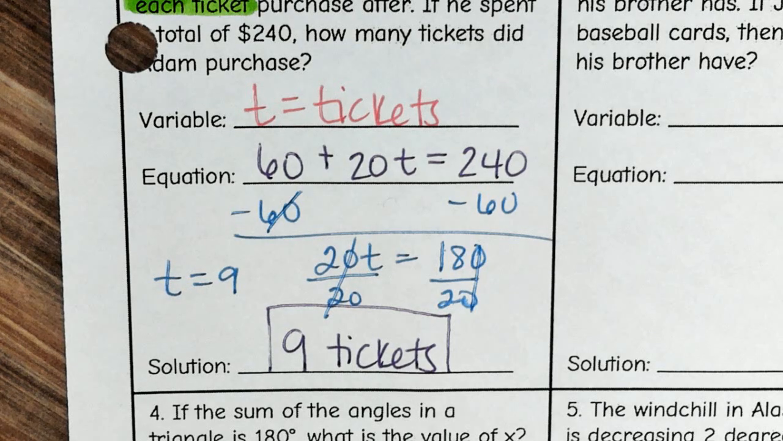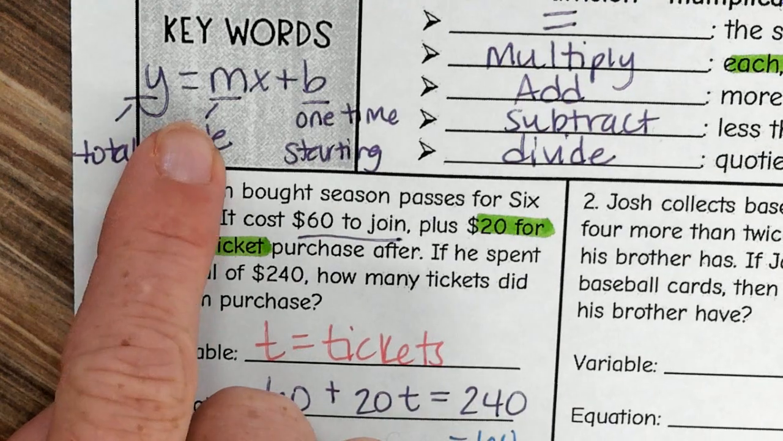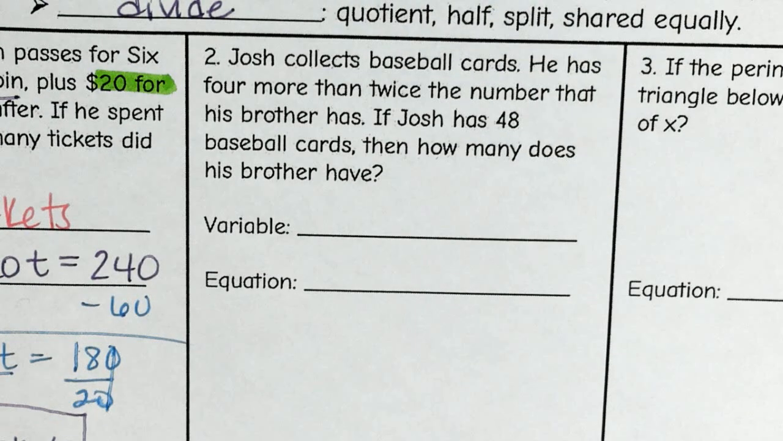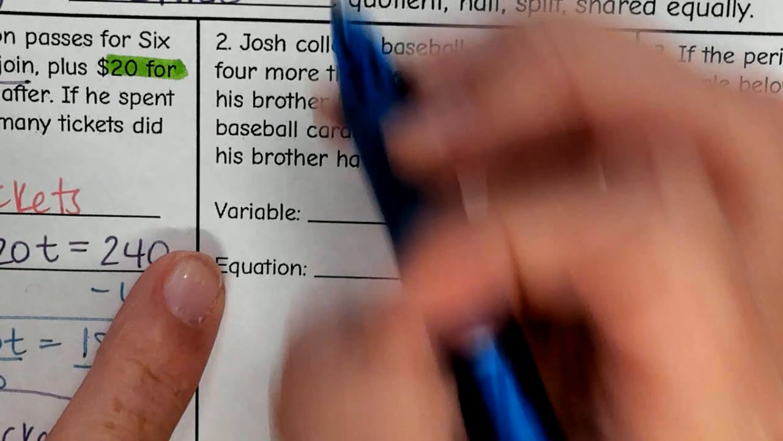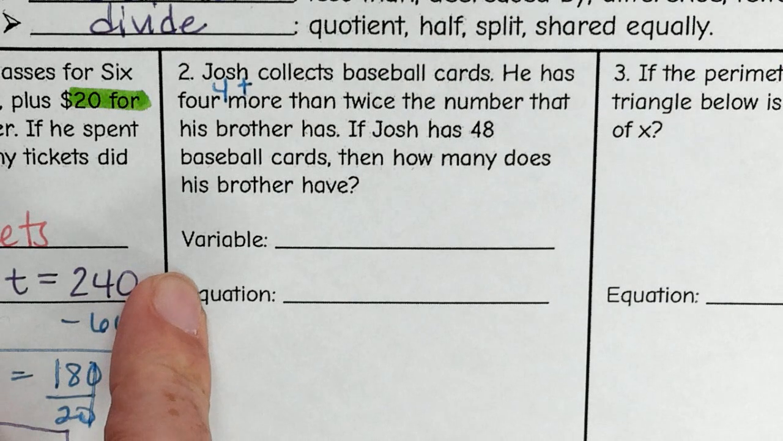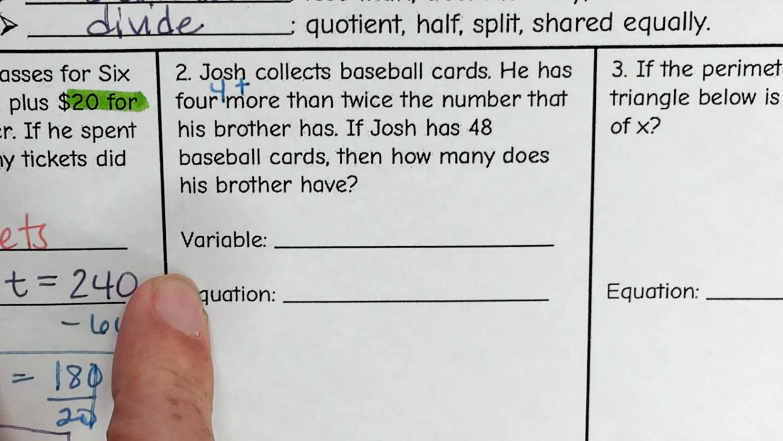Now this next question doesn't fit this as well, but it definitely still helps. Okay? It says Josh collects baseball cards. He has 4 more than, did y'all see a clue word? More than. What does that mean? So this is going to be 4 plus, or something plus 4. Twice, did y'all see a clue word? What does twice mean? Multiply by 2, the number that his brother has. If Josh has 48 baseball cards, then how many does his brother have?